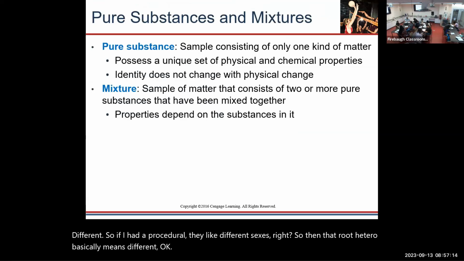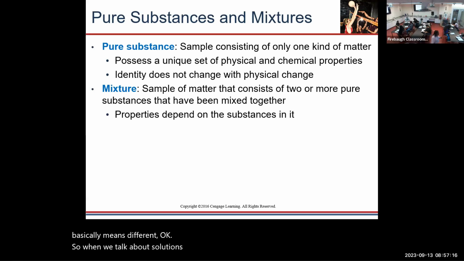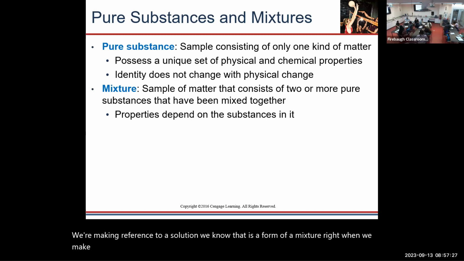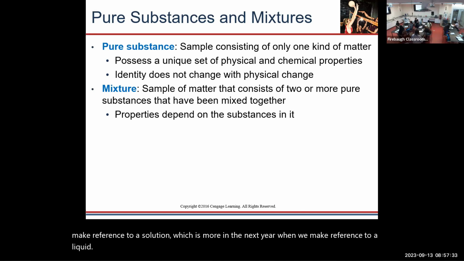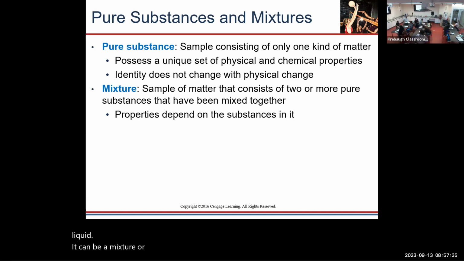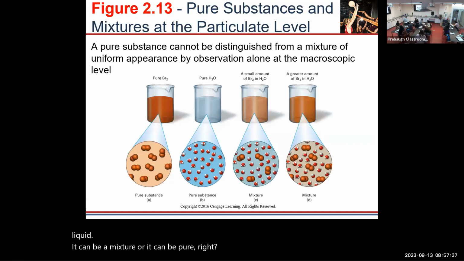So when we talk about solutions, when we're making reference to a solution, we know that that is a form of a mixture, right? When we make reference to a liquid, it can be a mixture or it can be pure, right? So, I got carried away.